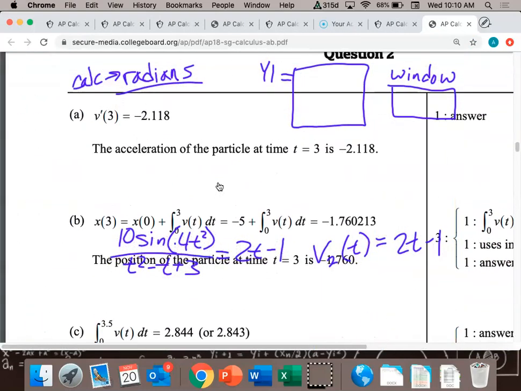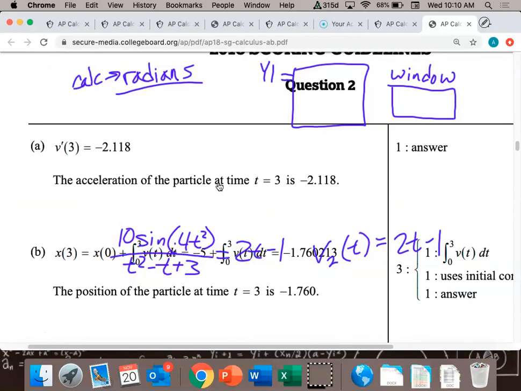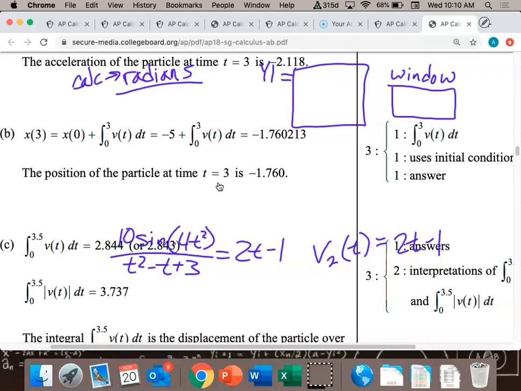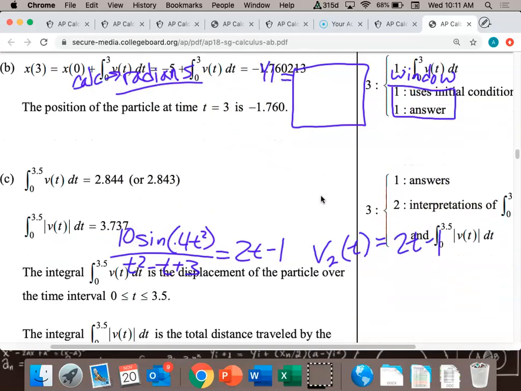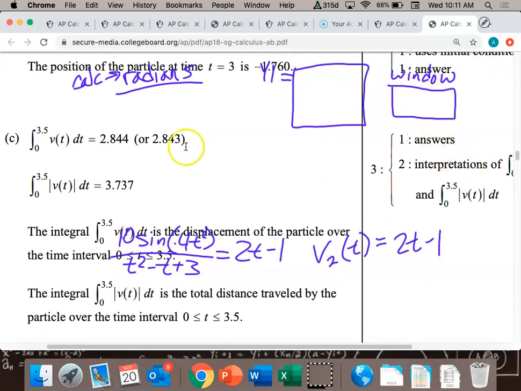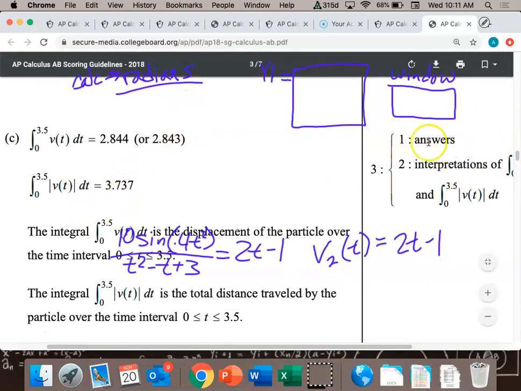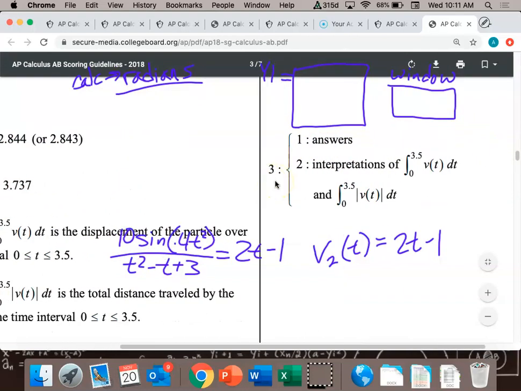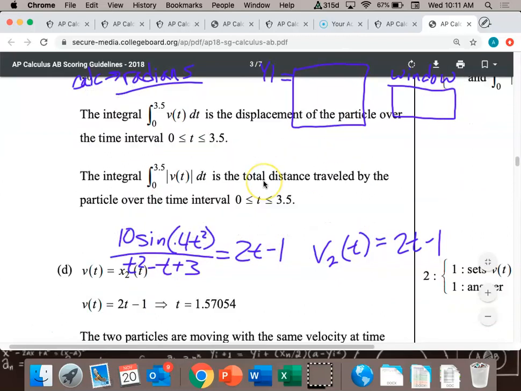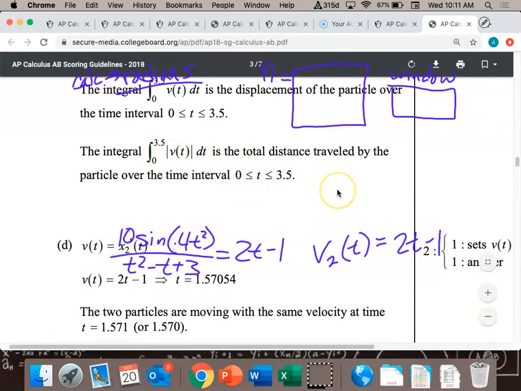Okay, so number one, just so you know, part A was worth 1 point. You got the answer, or you didn't. Part B was worth 3 points: a point for finding the integral from 0 to 3 of the velocity, a point for adding the -5 to it, and then a point for your final answer of -1.760. Part C was worth 3 points. Both answers together were worth 1 point, and then each interpretation was worth a point. So the first one, displacement over that time interval. Second one, distance over that time interval.